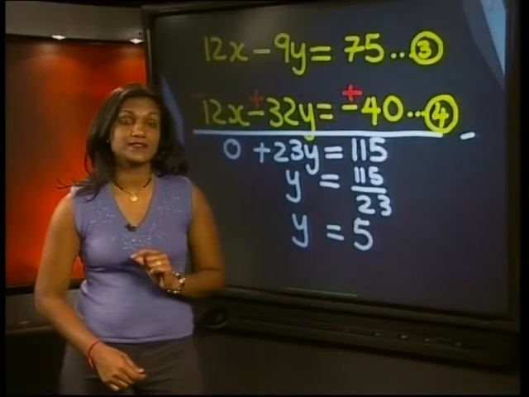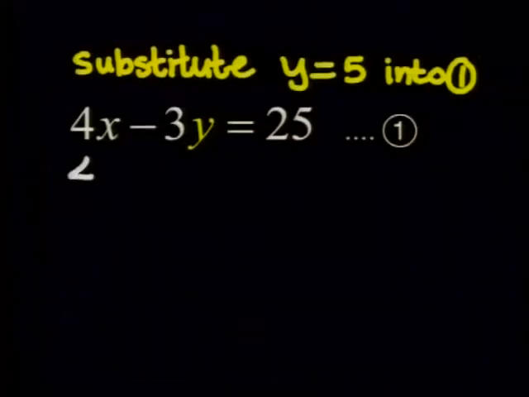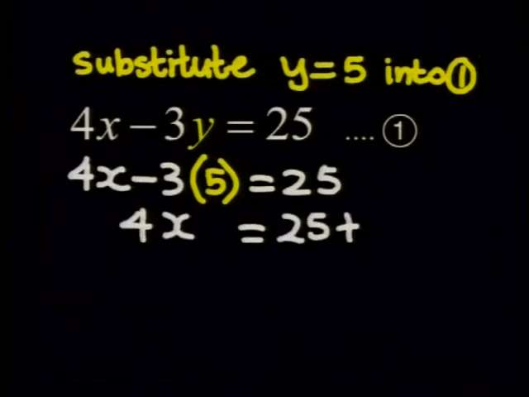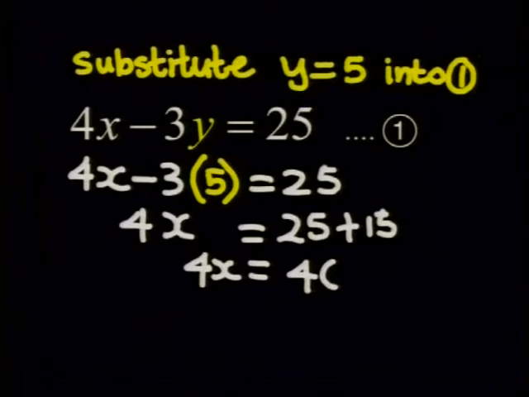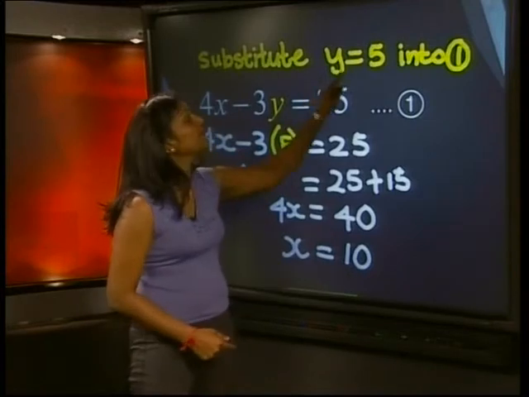Now we must solve for x. I'm going to substitute y equals 5 into equation 1. We get 4x minus 3 times 5 is equal to 25. This simplifies to 4x is equal to 25 plus 15, which gives me 4x equal to 40. Dividing by 4 on both sides gives us x equals 10. So our simultaneous solution is x equal to 10 and y equal to 5.